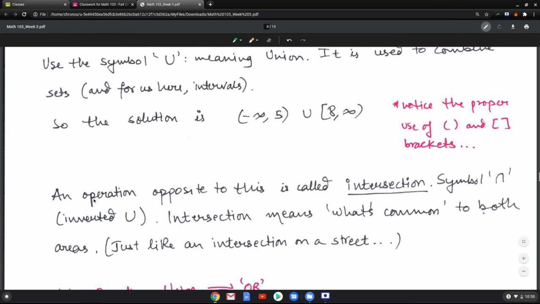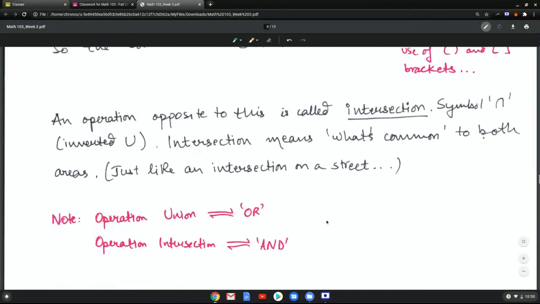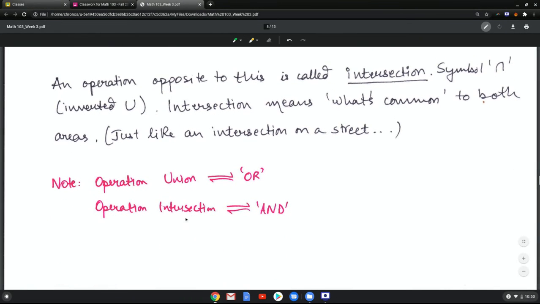There's an opposite operation to this, which is called intersection, and the symbol is just an inverted U because it's opposite. Intersection means what's common to both the areas, just like an intersection on a street. In terms of operation, union should remind you of the OR connector, and intersection functions like the AND connector.